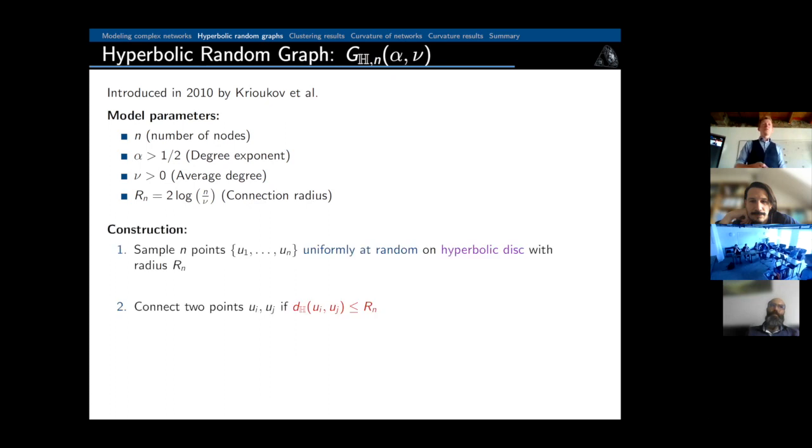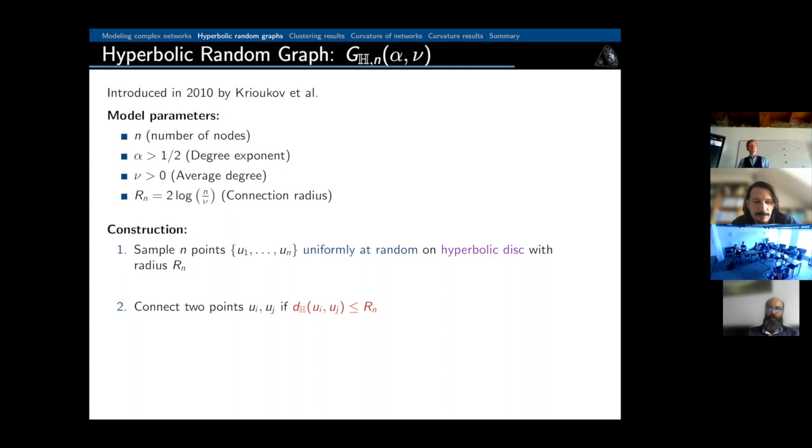Now, the model is very simple. You start by sampling endpoints uniformly at random on the hyperbolic disk with radius Rn, uniform with respect to the metric. And then for any 2 points, if they are within distance Rn, you connect them. It's a very simple model.